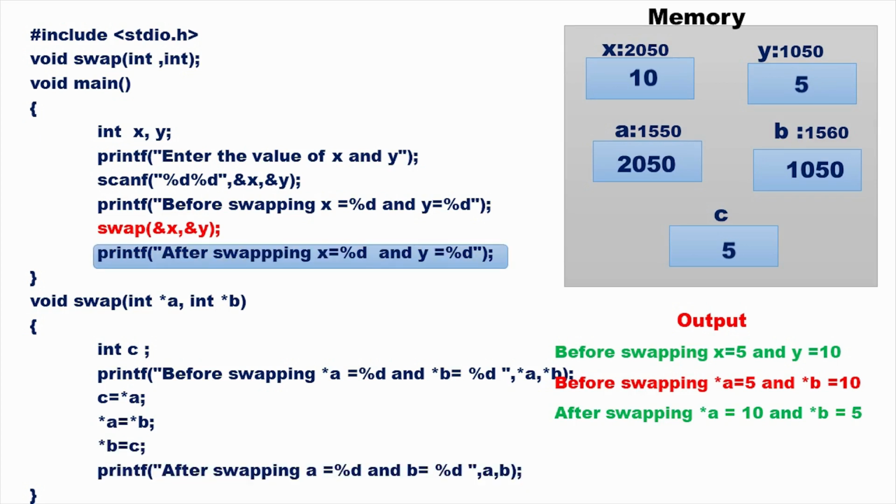Goes back to main. Print the value of x and y. We will get the output after swapping: x equal to 10 and y equal to 5. That means the values of x and y are interchanged using the swap function, since we have used call by reference method.